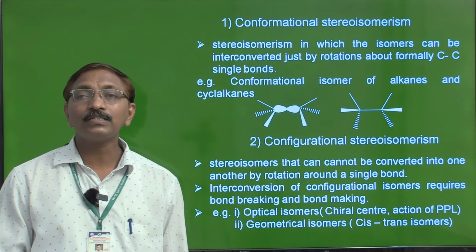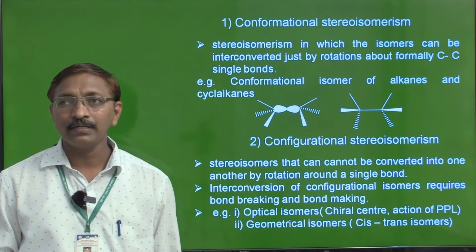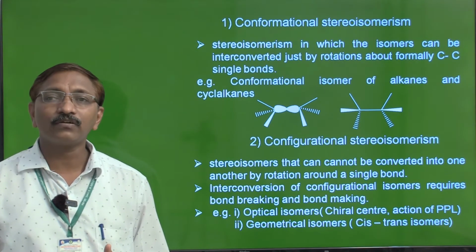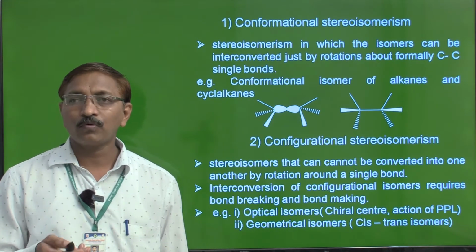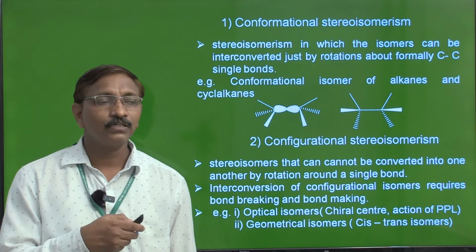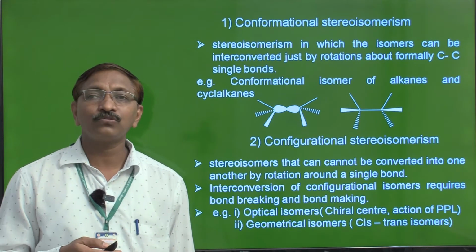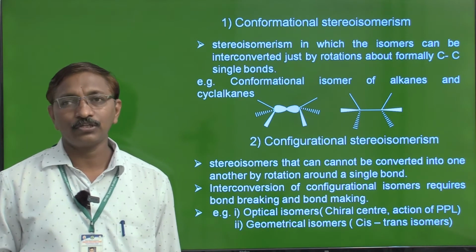Now, configurational stereoisomers are the stereoisomers that cannot be interconverted from one form to the other. If we try to interconvert them, the molecule or that bond is broken. So bond breaking and making takes place in configurational stereoisomerism, and they are further subdivided into 2 parts: optical stereoisomerism and geometrical stereoisomerism.